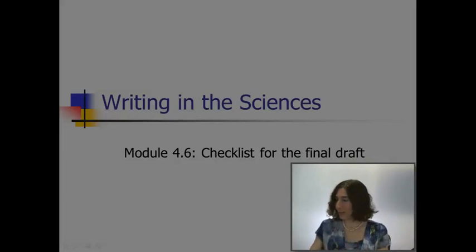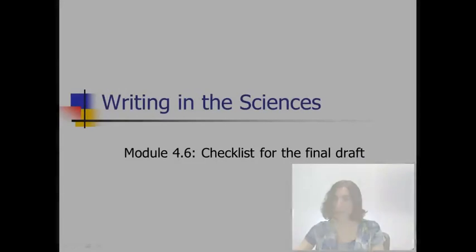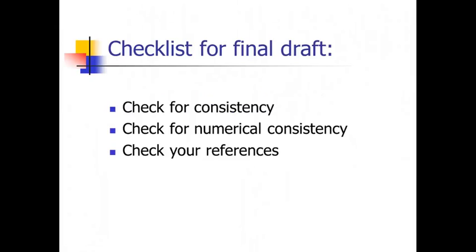Once you've revised it and the prose is sounding good, there are a few other things that I want to make sure you think about and check. So my little checklist for the final draft: you've got to check for consistency, and in particular for numerical consistency. You also want to make sure that your references are not what I call references to nowhere, and I'm going to talk a little bit more about that. So those are the kinds of things, at a high level, that you want to make sure you've checked off your list before you send something out.